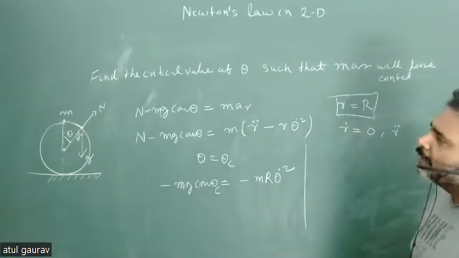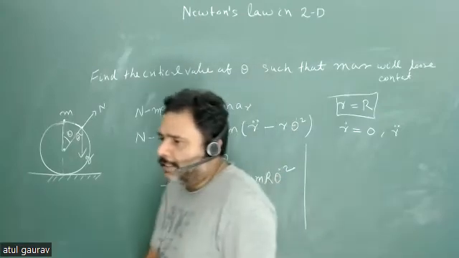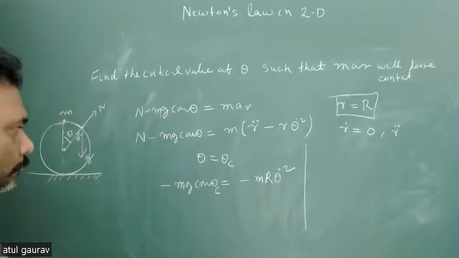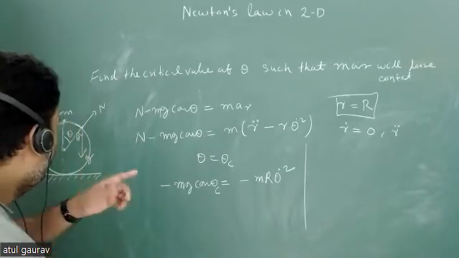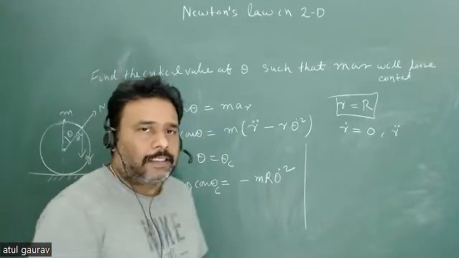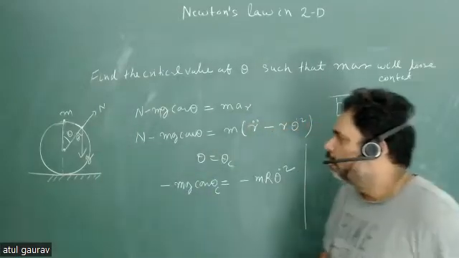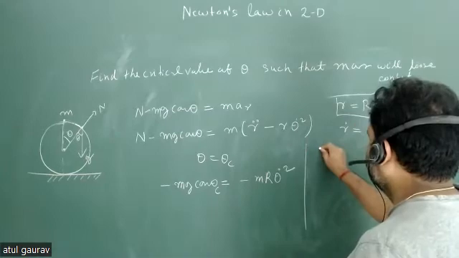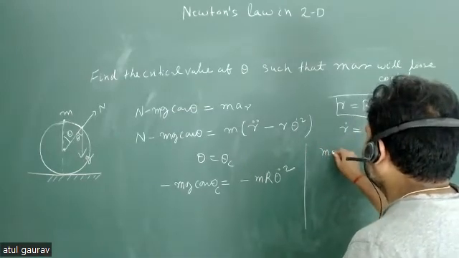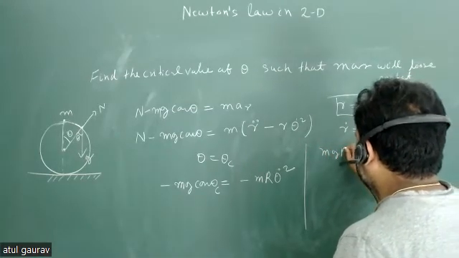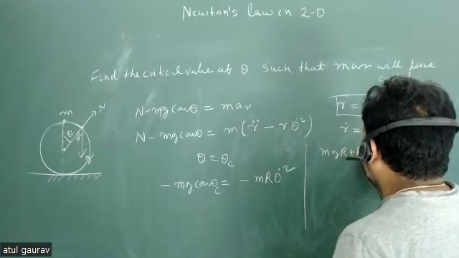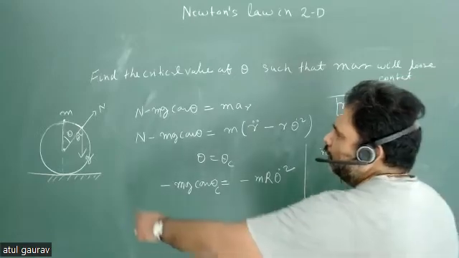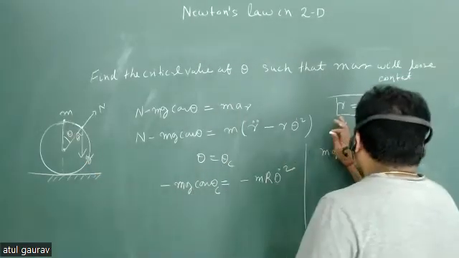Now second thing, we can easily use conservation of total energy. Use कर सकते हैं या नहीं? Yes, sir. So what will be the initial energy? क्या होगा? Only potential energy. So that value here is mg2R, isn't it?